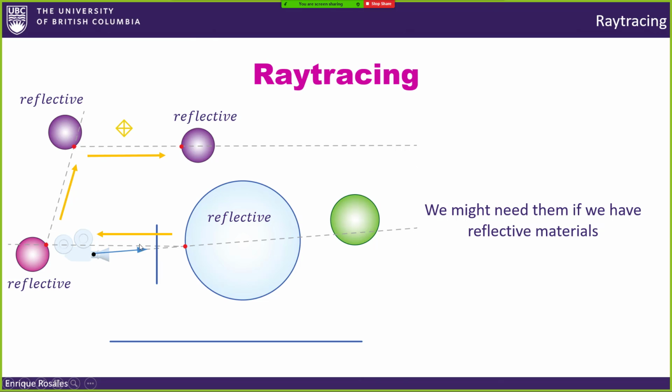So now we need to cast a secondary ray. This guy is also refractive. Another secondary ray, a reflection ray. This guy is also reflective, right? So now it's sending another ray in this direction.